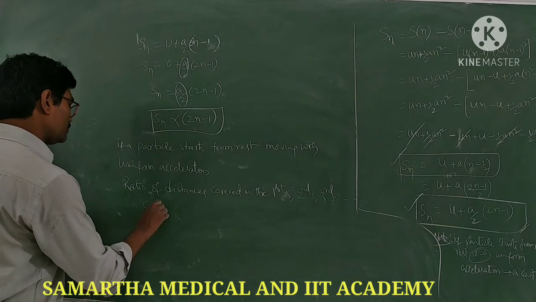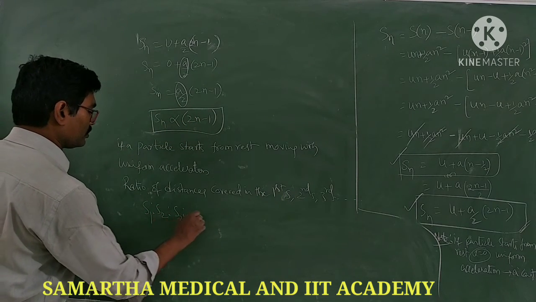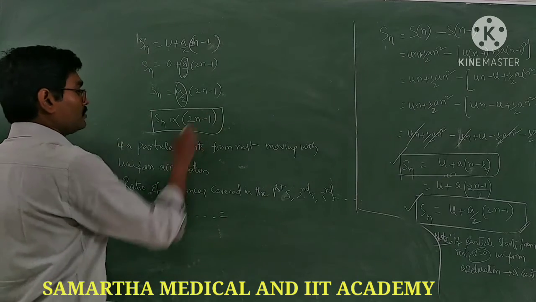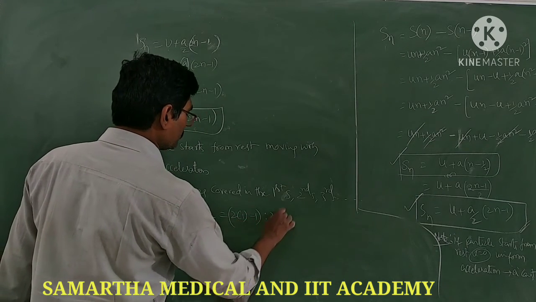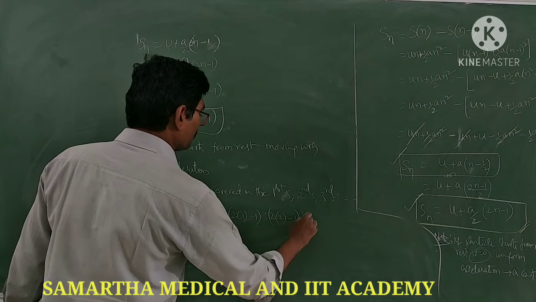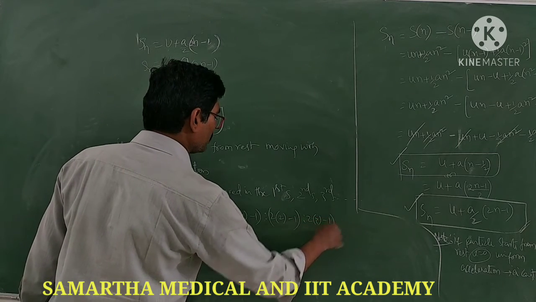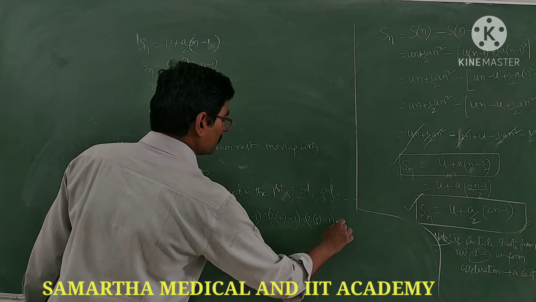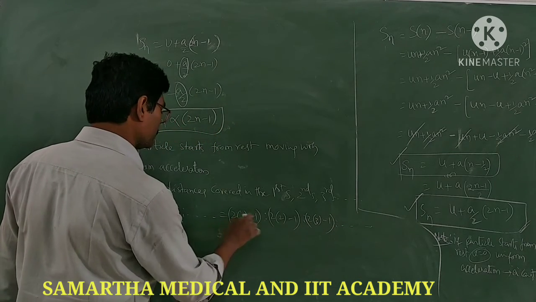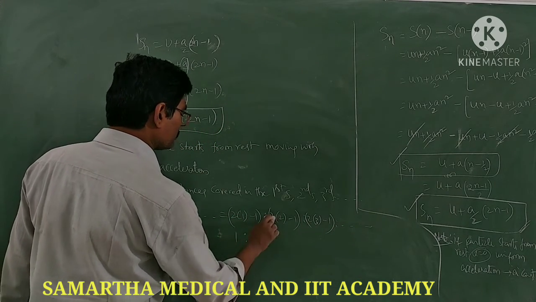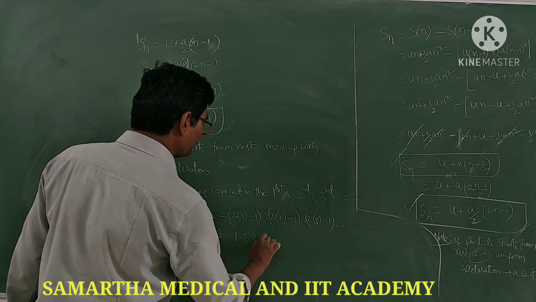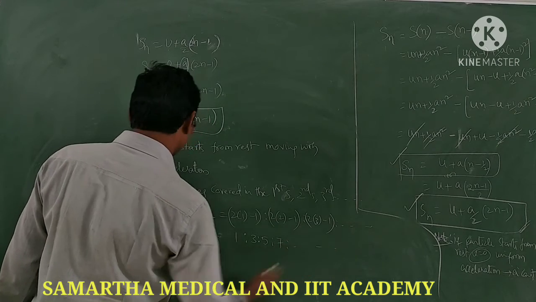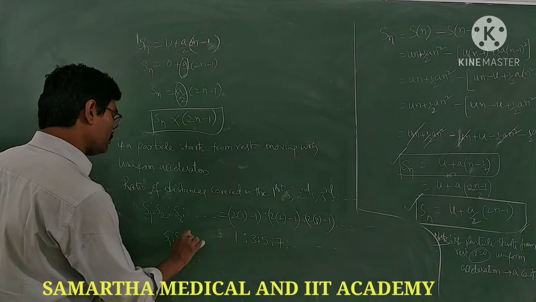So S1 is to S2 is to S3 and so on is equal to the ratio of 2n minus 1. So 2 into 1 minus 1 is to 2 into 2 minus 1 is to 2 into 3 minus 1, and so on. So 2 into 1 is 2 minus 1, that is 1; 2 into 2 is 4 minus 1, that is 3; 2 into 3 is 6 minus 1, that is 5; and so on, 7. So it is nothing but the ratio of odd numbers.